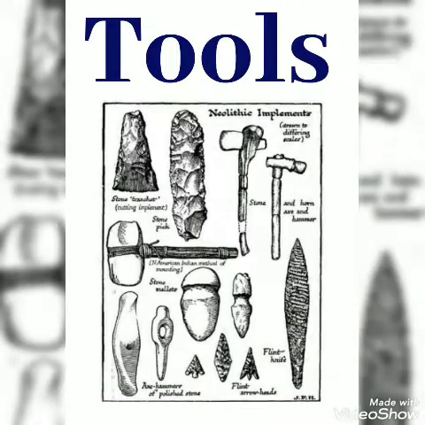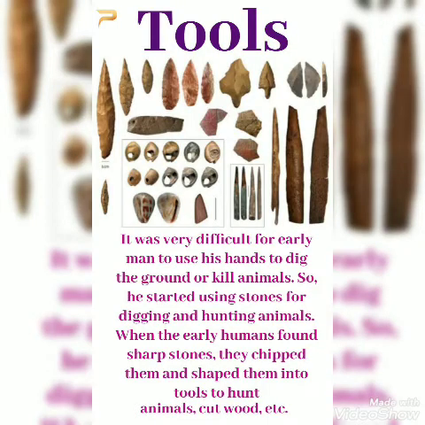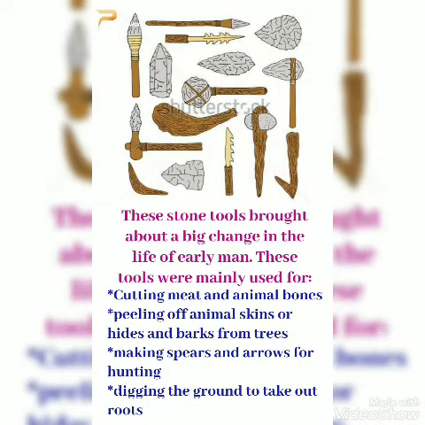Tools. It was very difficult for early man to use his hands to dig the ground or kill animals. So he started using stones for digging and hunting animals. When the early humans found sharp stones, they chipped them and shaped them into tools to hunt animals, cut wood, etc. These stone tools brought about a big change in the life of early man.